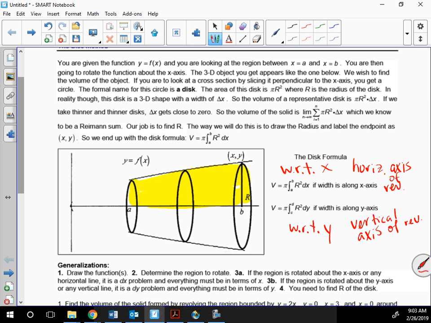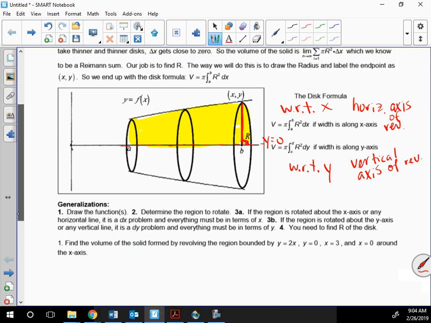Your radius should always be perpendicular to your axis of revolution. Here we're rotating around the line y equals 0, so my radius will be perpendicular to that. My radius of the circle is really just going to be the height of our function there. We're going from the center of our 3D shape to the edge, which will be from the bottom of our region to the top.